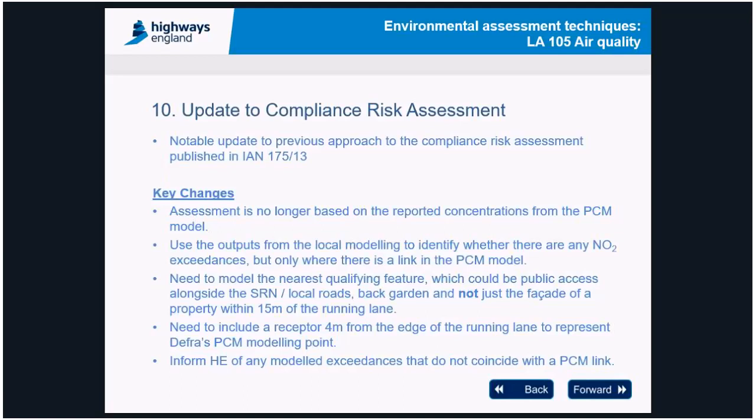You guys need to also inform Highways England where you model any exceedances that are not covered by a PCM link, and we need to have a think about those and provide you guys some advice.